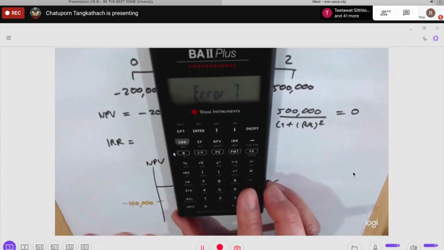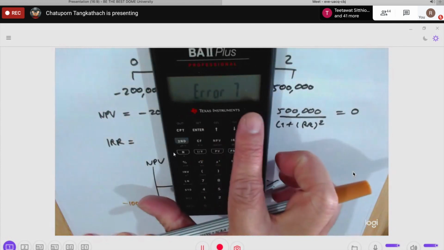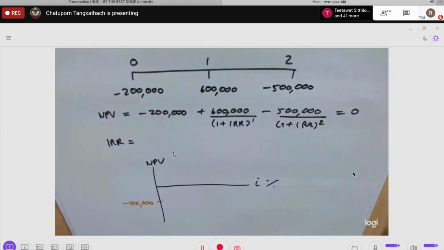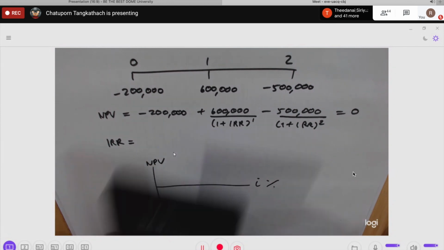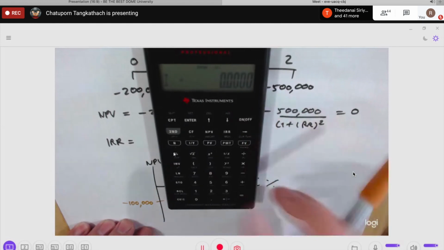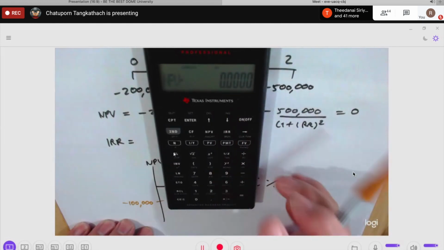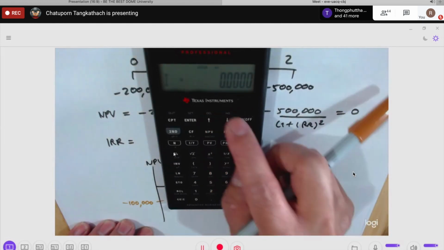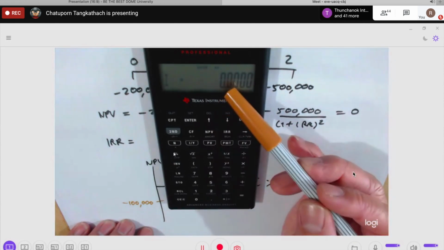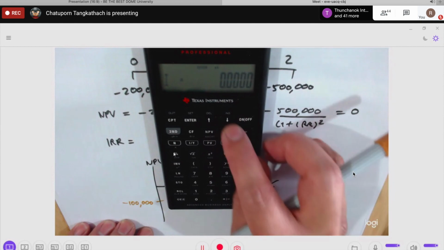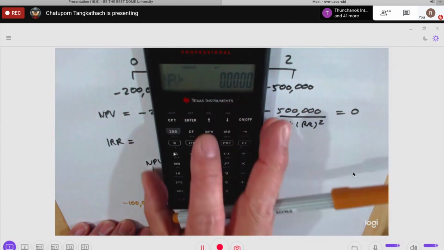Your BA2 Plus will give you the answer equal to Error 7. So your BA2 Plus cannot give you the exact answer for this one. Please go back to trial and error. Please try to put in different rates and then compute NPV. When you use the concept of trial and error, will you be able to find a discount rate that gives NPV exactly equal to 0?